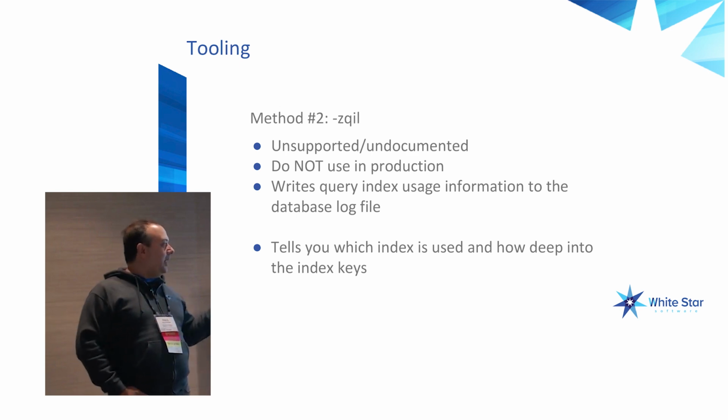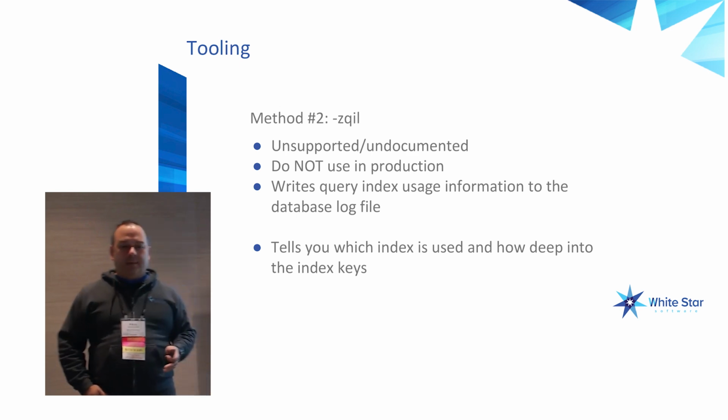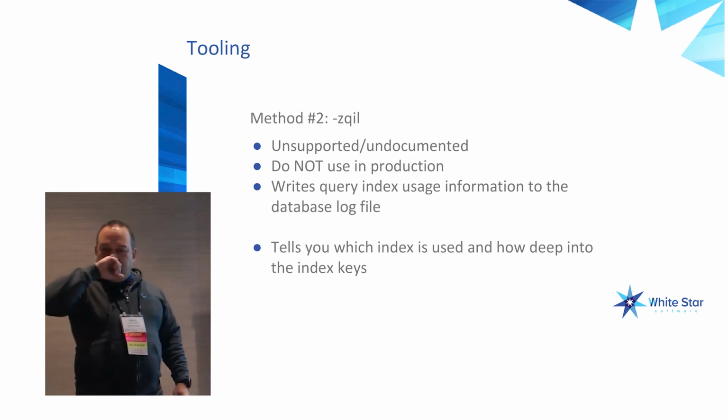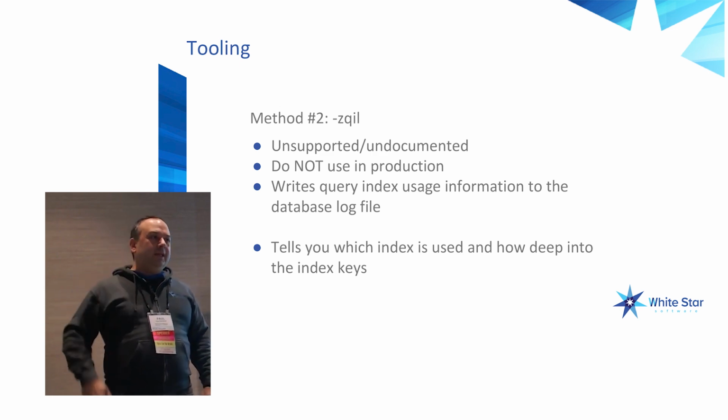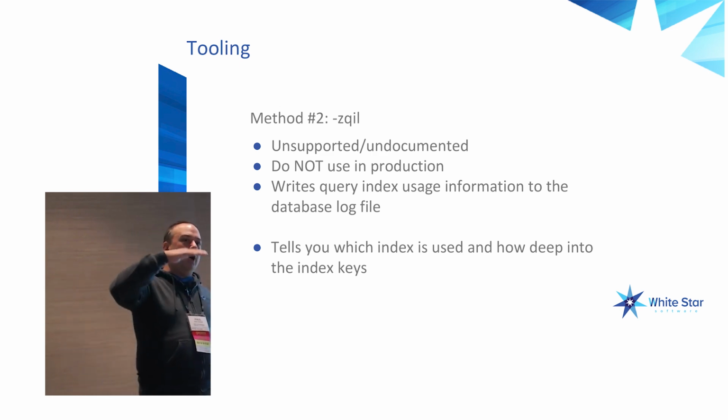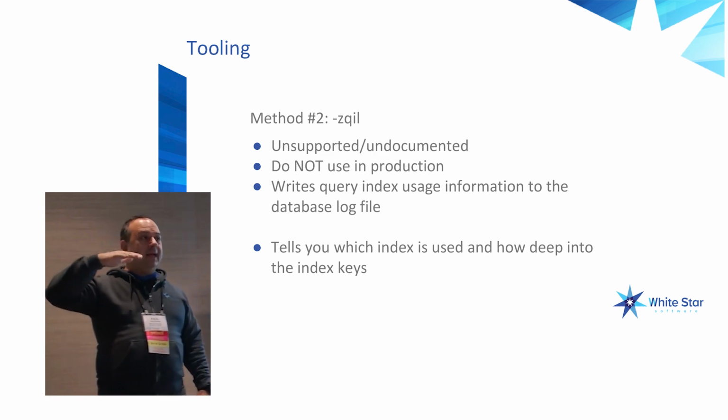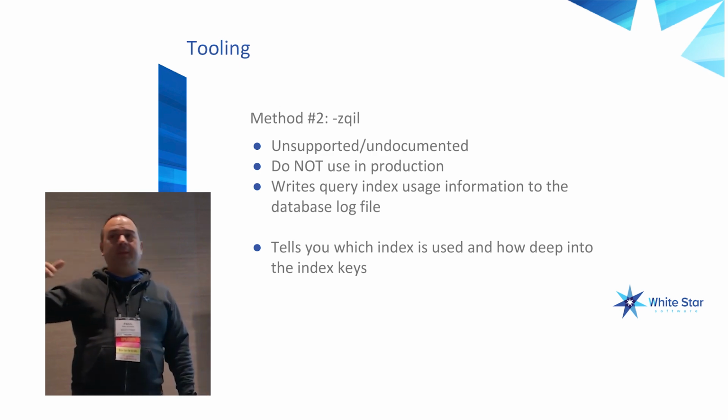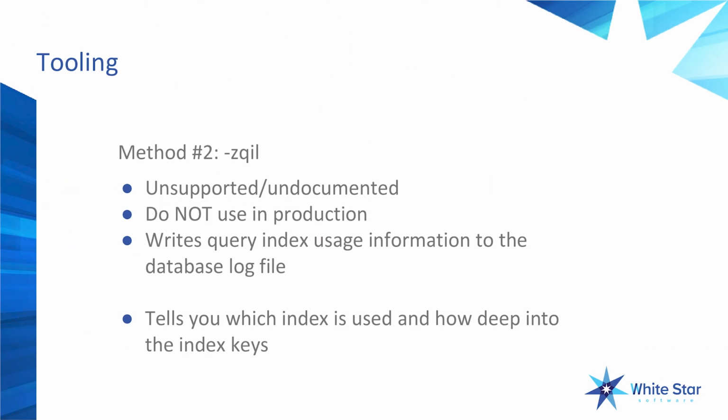But what's fun about the zqil parameter is it not only shows you which index you use, but it shows you how many of the index fields, so how deep into the index you go. So if you have an index on order number and order name and order line, or whatever, you've got A and B and C as 3 fields in your index, zqil will show you how many index fields you're using.